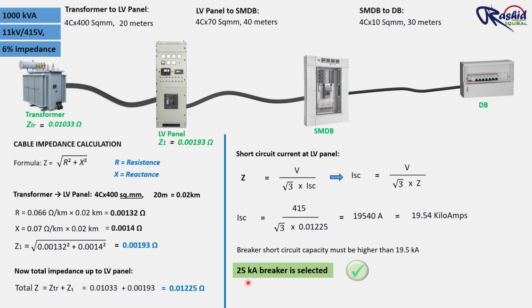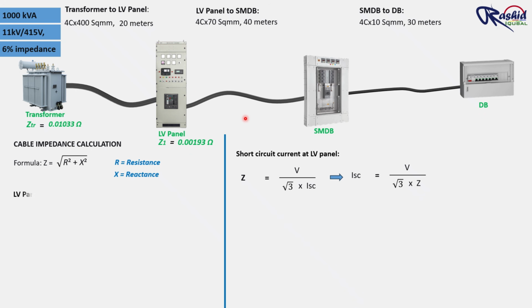Now let us move further downstream from the LV panel to SMDB. Here the cable used is 4 core 70 square mm copper cable and its length is 40 meter. After converting in kilometer, it becomes 0.04 kilometer. And the catalogue resistance of this cable is 0.343 ohm per kilometer. I took it from the catalogue. And the reactance is 0.074 ohm per kilometer. I took this value from the cable catalogue.